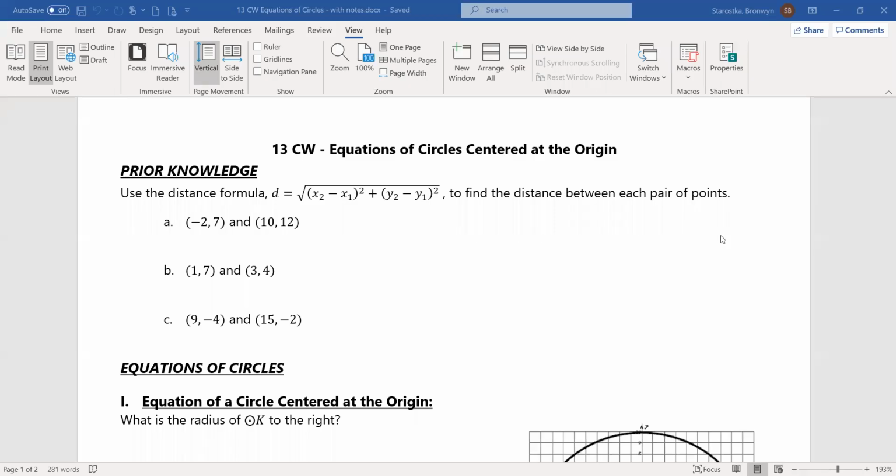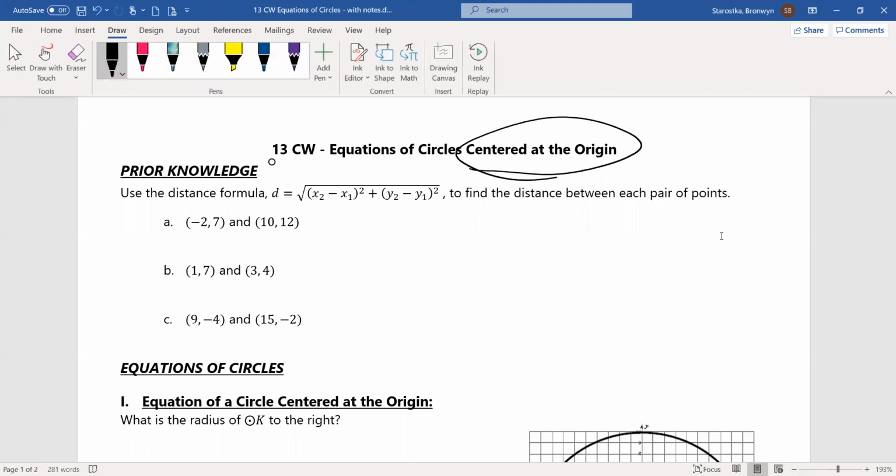Okay, good morning. Our last week of our circles unit. So unit 10, classwork 13, we're going to do equations of circles centered at the origin. And then we're going to move them off the origin on Wednesday.